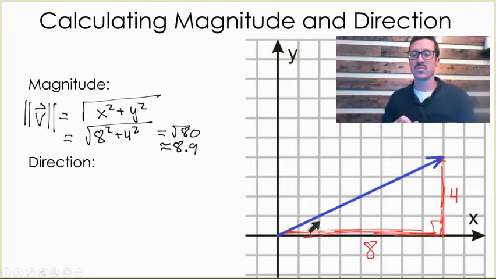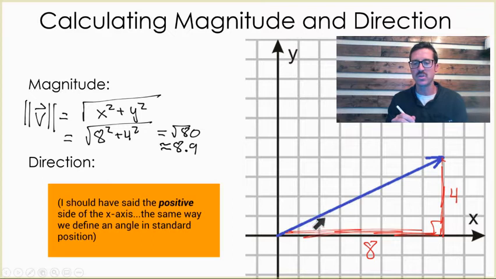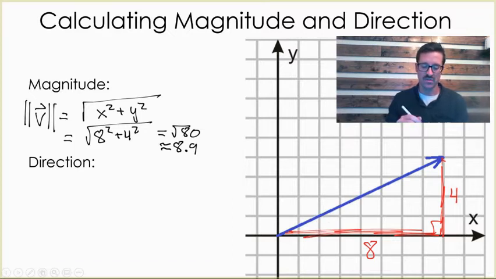Now, to find the direction, what we do is we measure our direction as an angle off of the x-axis, kind of like we've been doing for most of our trig so far. So to find the direction, I would define that direction as this angle right here that I'm showing in green. We'll call that theta.